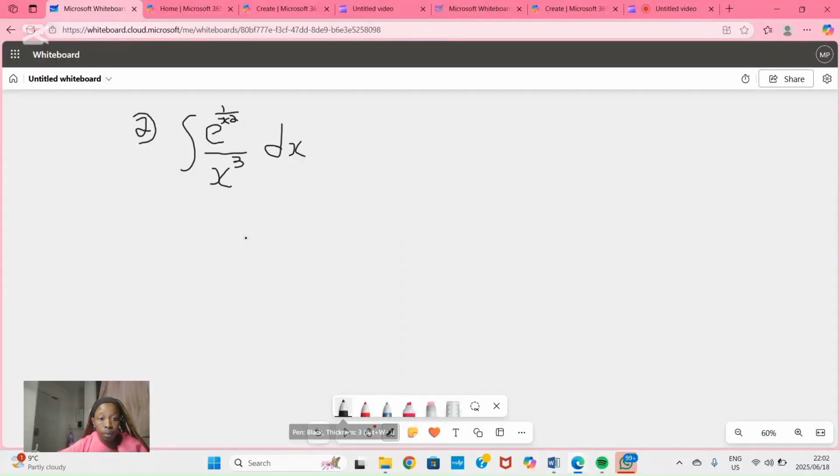Now we're moving to our second example. In our second example, we have the integral of e to the exponent 1 over x squared over x cubed. So in this example, we're going to let u equals 1 over x squared.